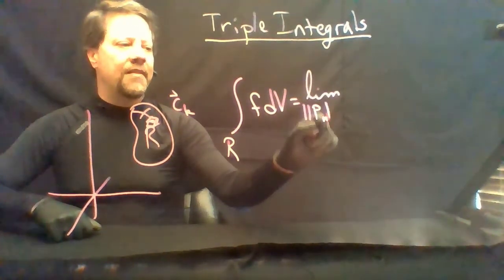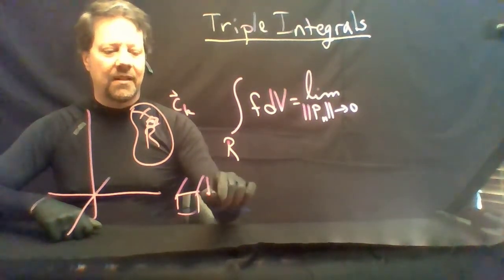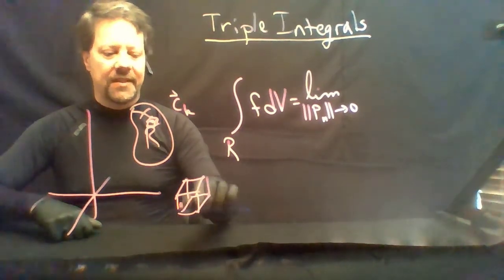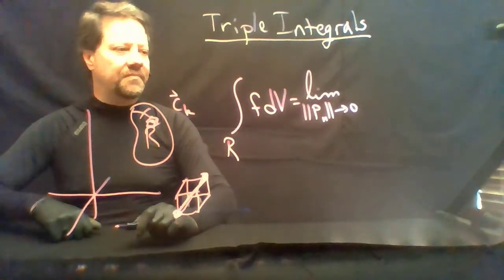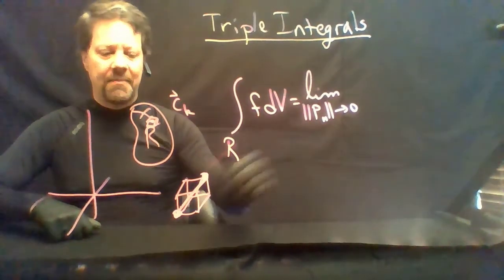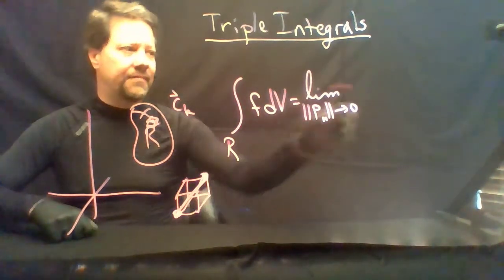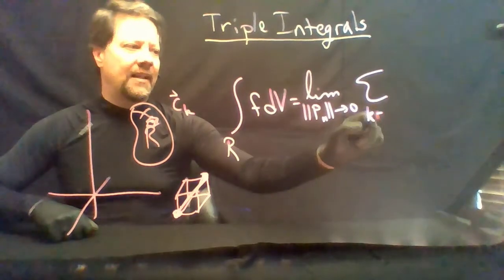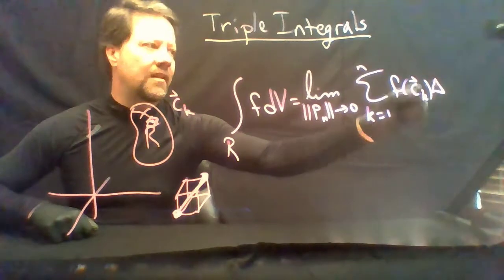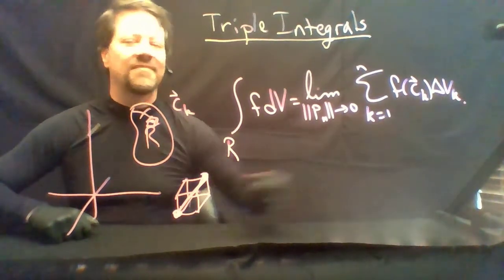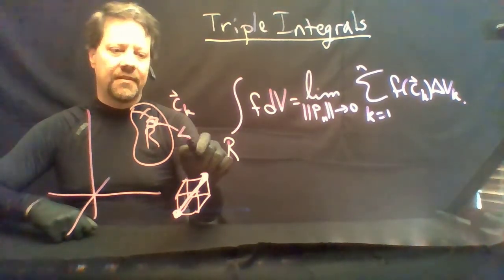The norm of the nth partition is going to be the maximum diagonal across these little cubic pieces, from one end here to the other corner, catty corner. That will be the maximum size of one of those little diagonals, the norm of the partition. We'll add up as k goes from 1 to n, f of c_k times these little delta v_k's, where delta v_k will be the volume of that little region.